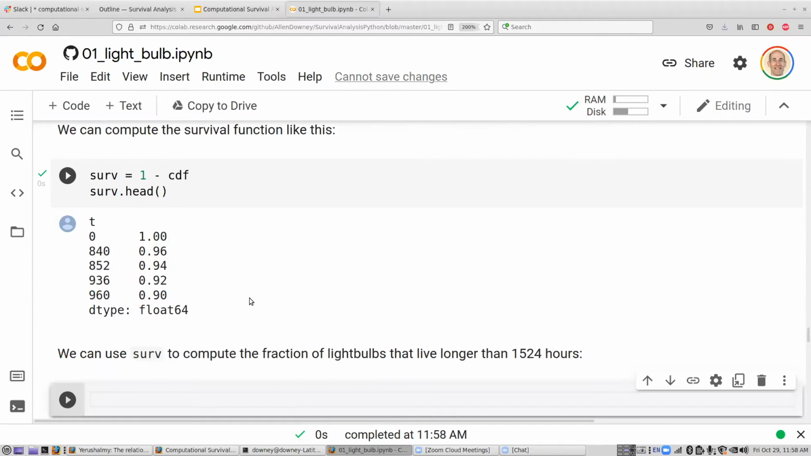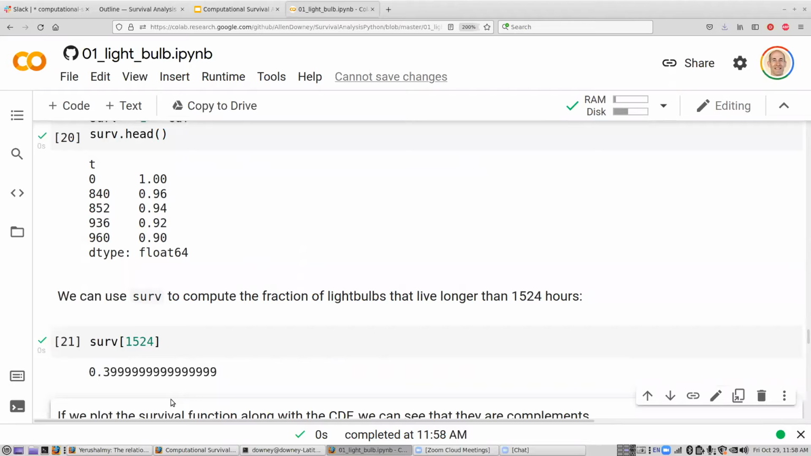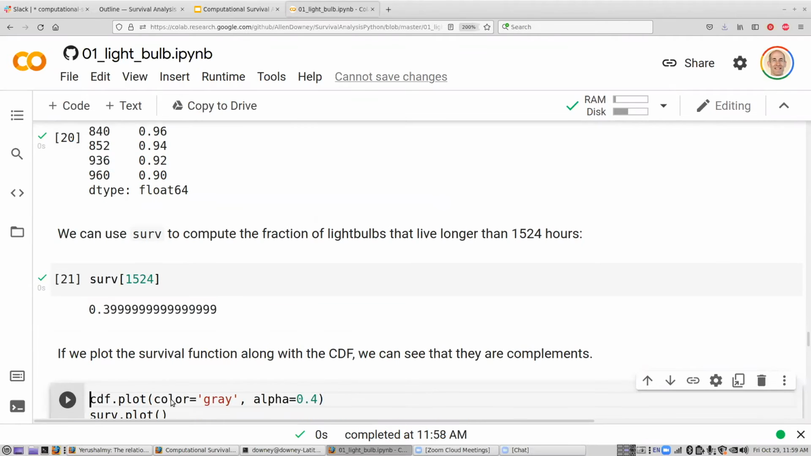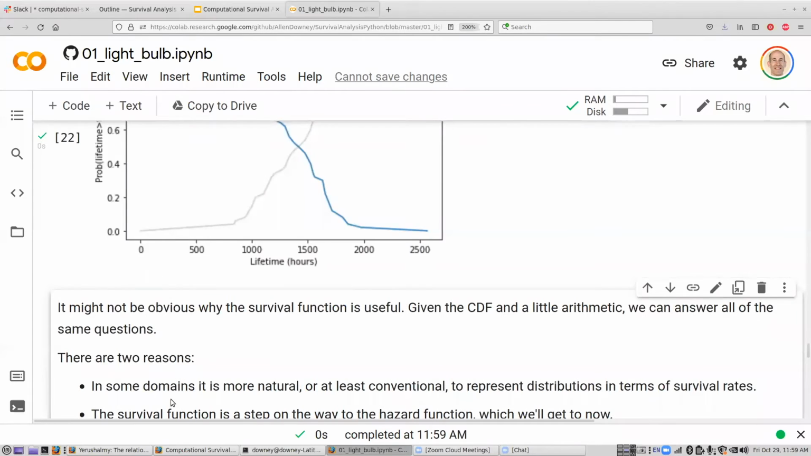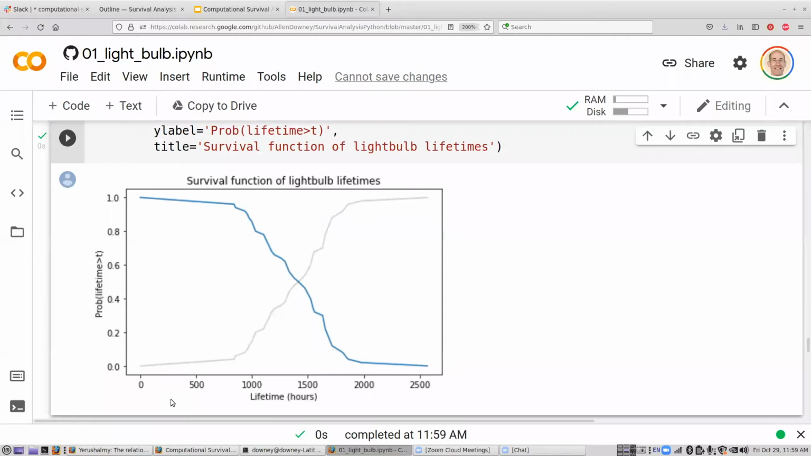And again, if you like, you can use the square brackets to look up a particular value, like my favorite, 1524, and that'll confirm that it is the complement of the CDF. So the CDF was 60%, the survival function is 40%. And if you plot both the survival function and the CDF, you can visually see that they are complements of each other. The difference is that the survival function starts at 100% and comes down. The CDF goes the other direction.